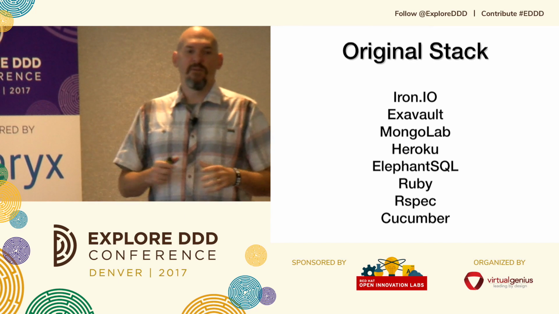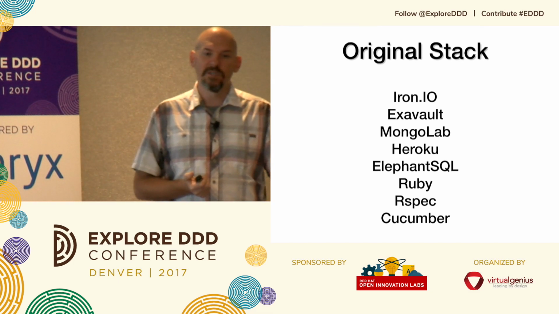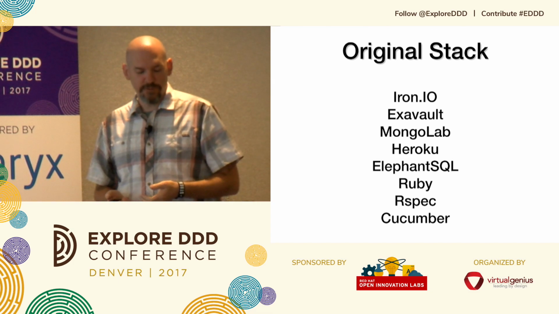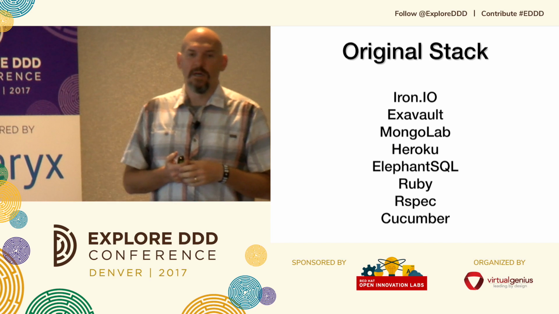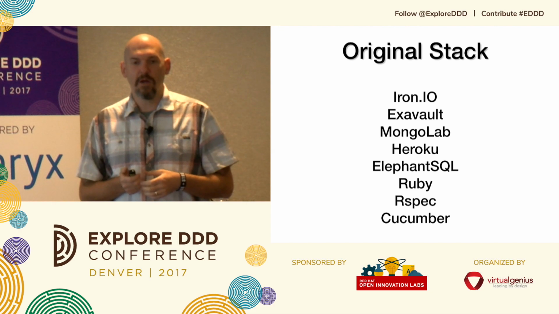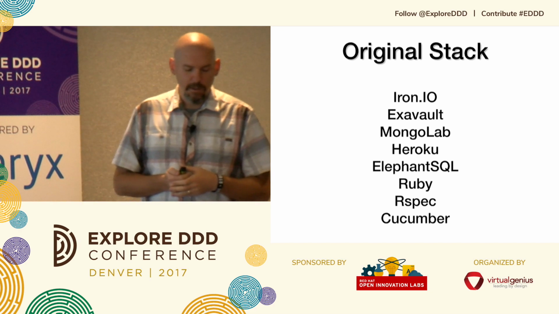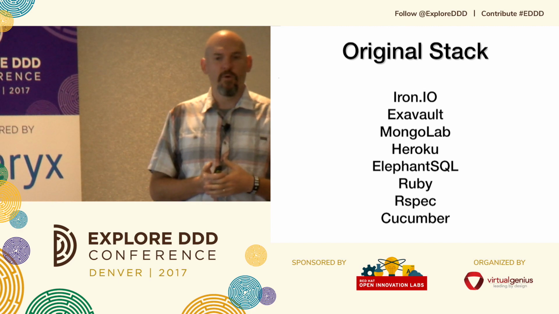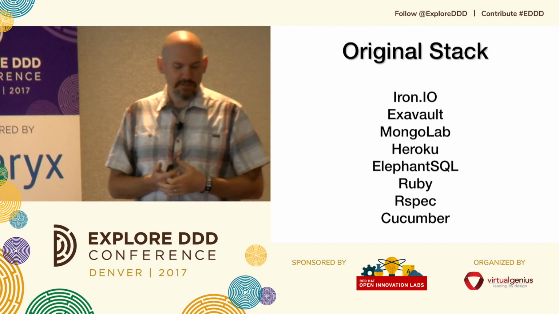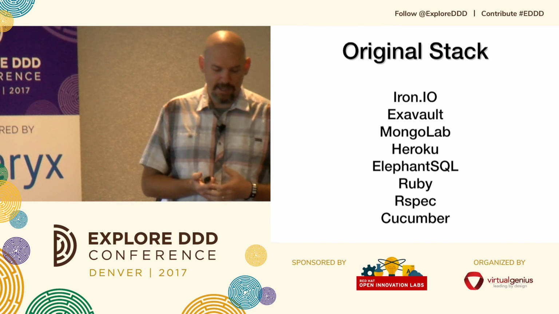The original stack that we built this in used these services. Iron.io, which is a great cloud service for workers, data caching, and queues. Exavault is a cloud service for FTP, secure FTP storage. Mongo Lab has a cloud MongoDB. Heroku is a cloud service for basically running web services and other kinds of services. Elephant SQL is a Postgres in the cloud.